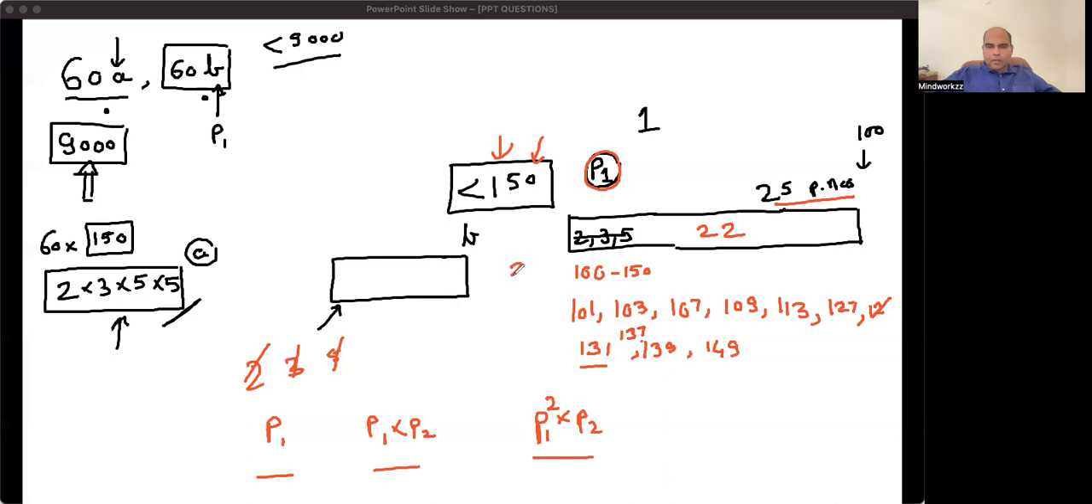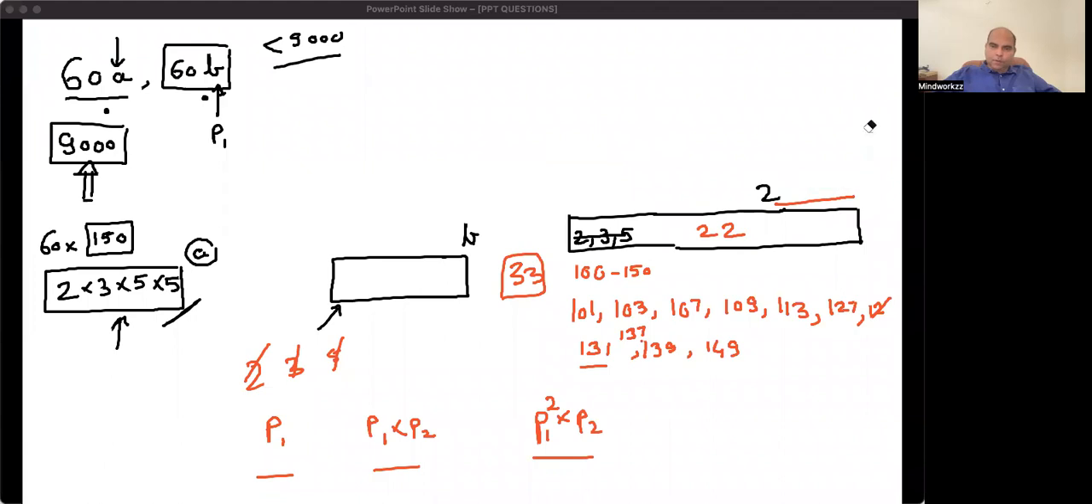So that makes it 33 total of the form P1. Then you have to try to think of the form P1 into P2. Two prime numbers which are not 2, 3, 5 and have a value less than 150. So you start thinking about that. The first value that comes to mind is multiples of 7: 7 into 11, 7 into 13, 7 into 17, 7 into 19.